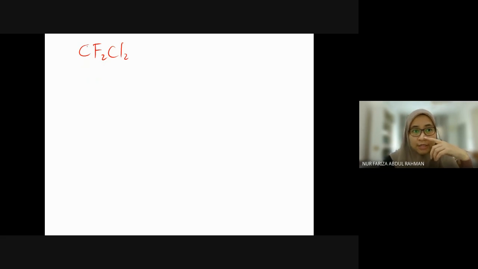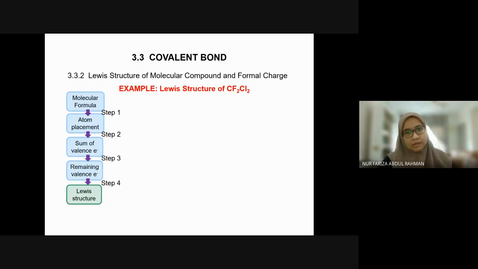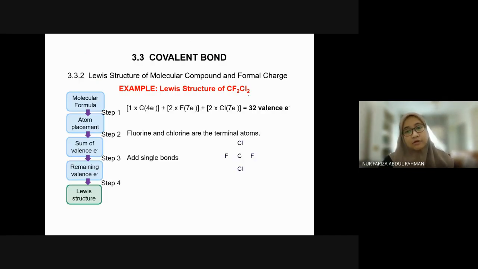So we have carbon, fluorine, and chlorine. Between these 3 atoms, which one has lower electronegativity? Madam, chlorine or carbon? Chlorine. CF2Cl2. Carbon, carbon.